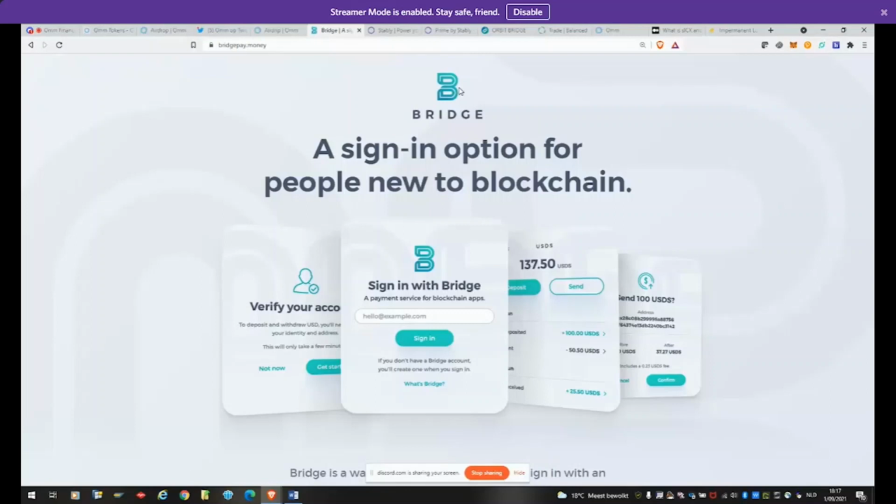Also, one of the benefits is that Bridge uses fee share. So this means that you do not have to have ICX as gas in your wallet. So that's the Bridge topic.